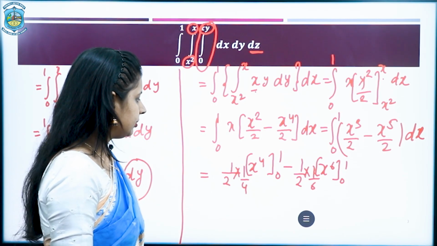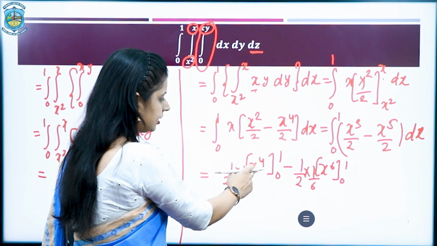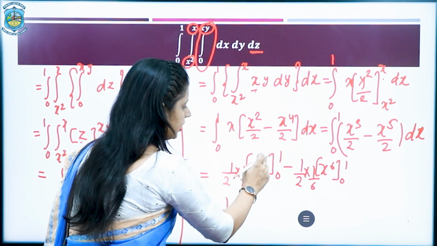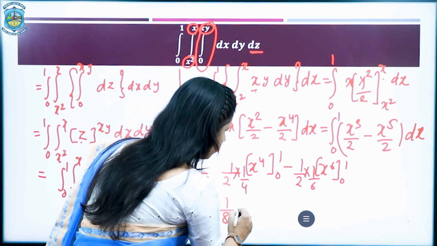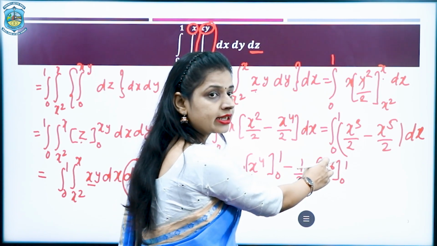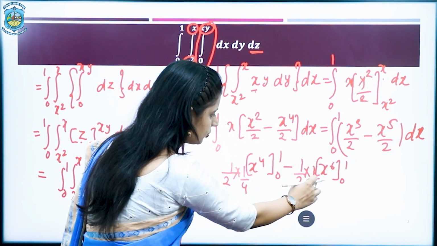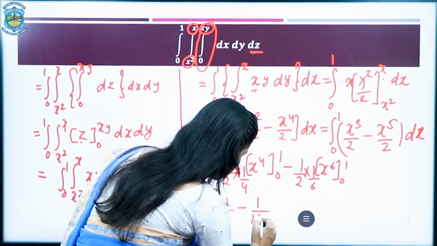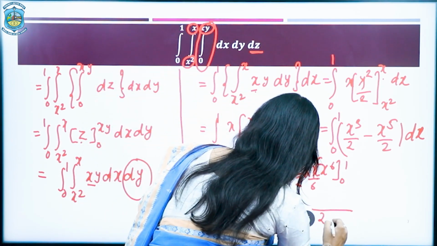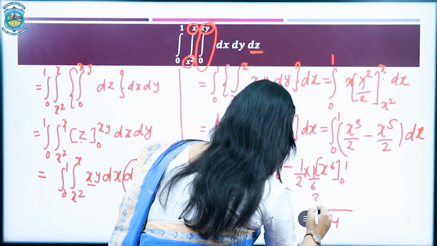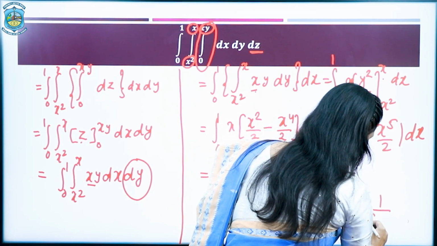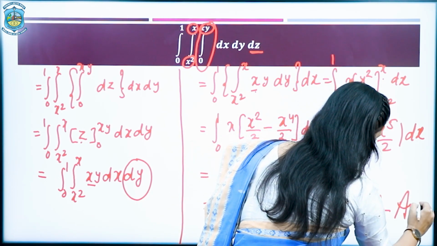Now, we will apply the limits. When we write the upper limit, that is x equal to 1, here we get 1 by 8, and here we will get 1 minus... When we apply the upper limit, we will get 1 to the power 6, that is 1, and 1 by 2 into 1 by 6 is 1 by 12. We will take LCM, so we will get 24, and this would be 3 minus 2, so it would be 1 by 24. That is our answer.